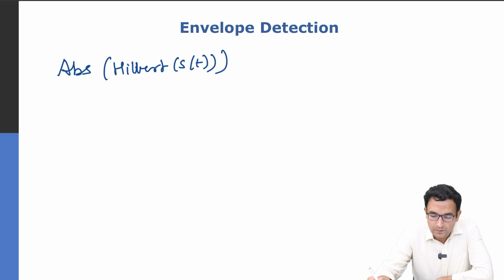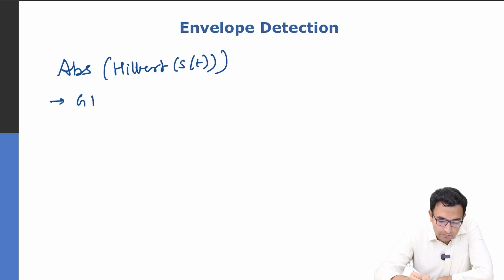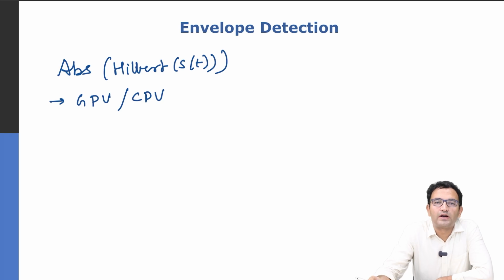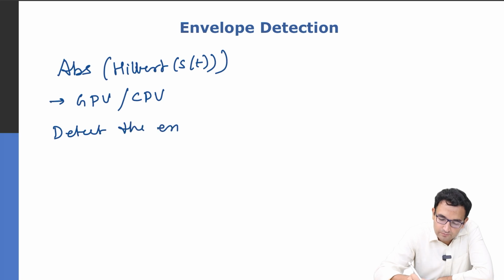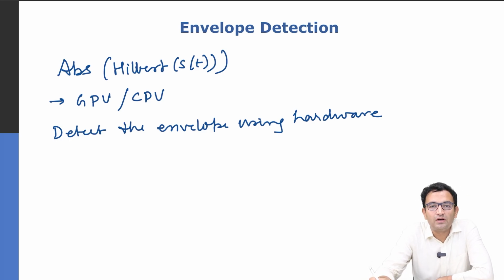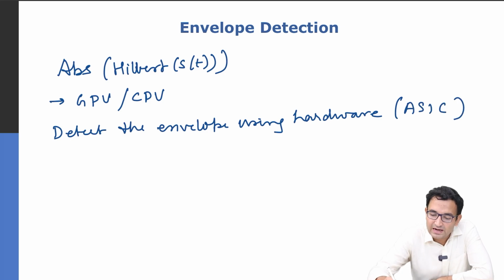Okay. But now, as it turns out, Hilbert transform is great when you have a GPU or a CPU. You're essentially doing this operation where you have the numbers already and you're doing this operation either using a GPU or CPU. But when you need to detect the envelope using hardware, this phase shifting operation, phase shifting exactly by 90 degrees, is challenging when it comes to hardware. So, for example, you may have an ASIC chip, application specific integrated circuit. That's where this phase shifting is a challenging operation.